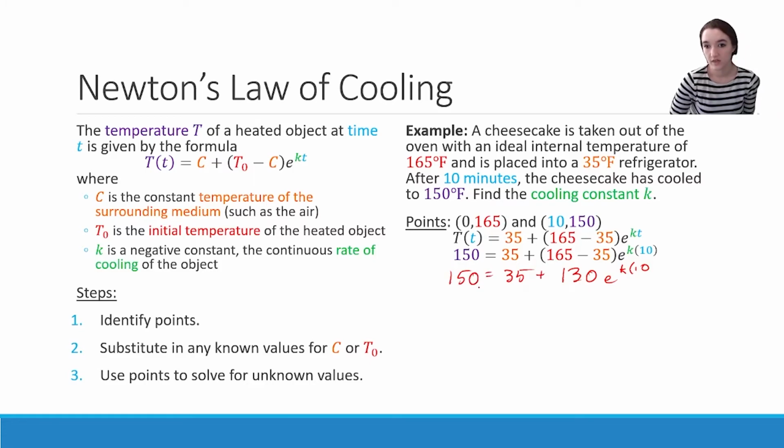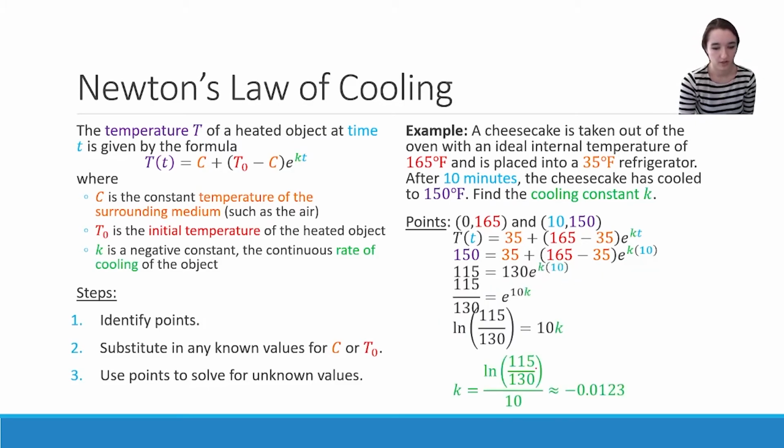A very common error that happens here is adding 35 and 130. Please do not do this. 130 is being multiplied by e to the k times 10, so they cannot be combined. Do not combine these. We just subtract off the 35 to get 115 equals 130 e to the k times 10. And now we're looking like our typical exponential problems.